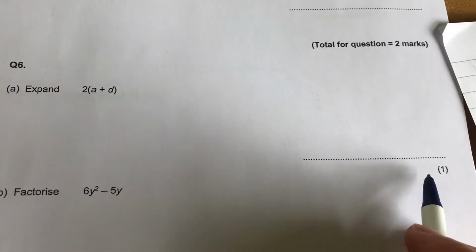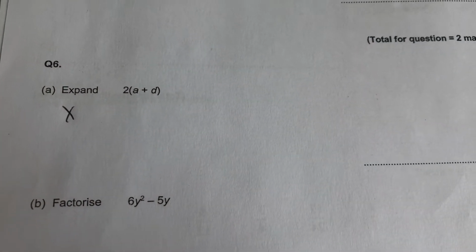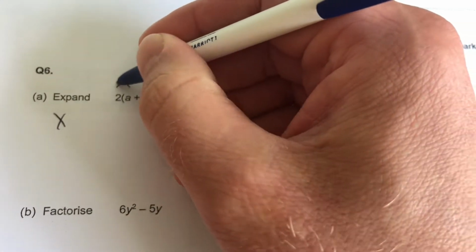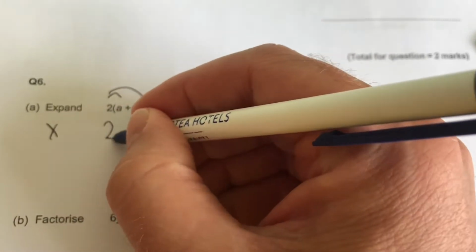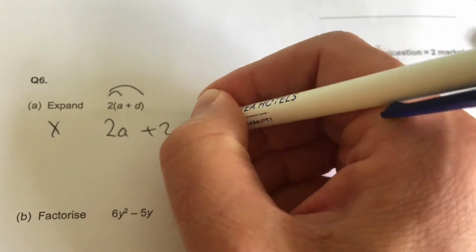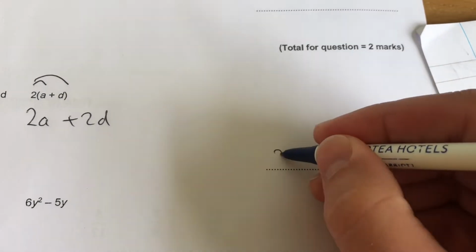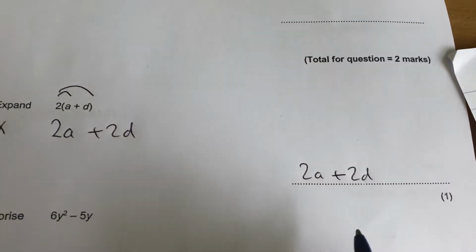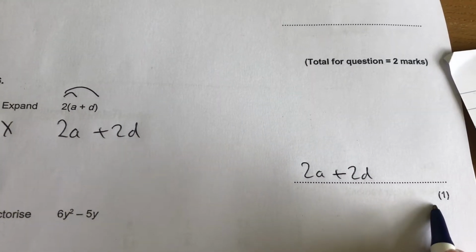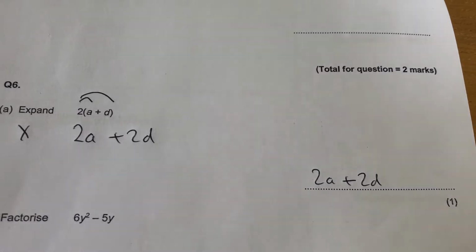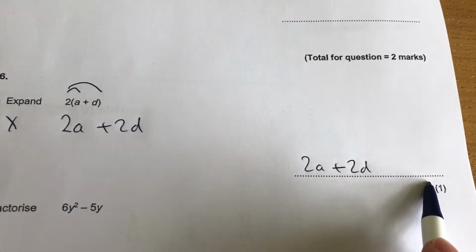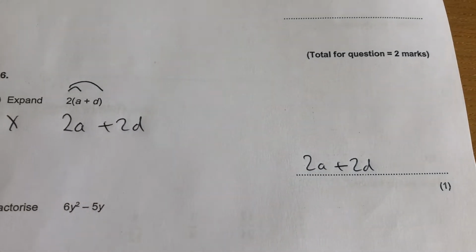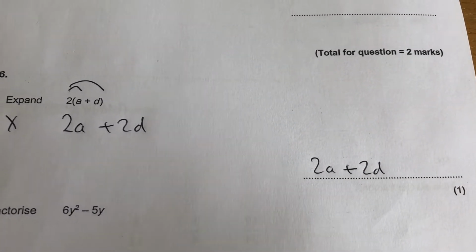A 1 mark question, expand, and that really means multiply in algebra. 2 times A, 2 times D, everything on the outside of the bracket by everything on the inside. 2 times A is 2A, 2 times D is 2D. So there, write the answer there, 2A plus 2D. So I've expanded that bracket, again, under a minute. I know I'm moving fast here, but I'm trying to imagine that I'm under exam conditions where I'm trying to score marks and save myself time later in the exam to focus on the longer questions.